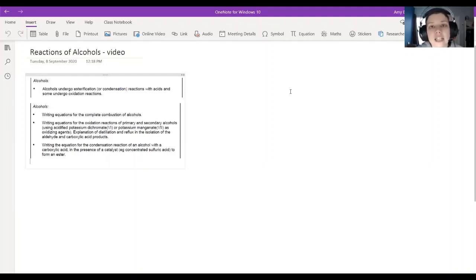Before we get into this, I would suggest you double check and make sure you remember how we name the alcohols, how we name the carboxylic acids, how we name the esters, and double check that you remember the difference between primary, secondary, and tertiary carbons. So I am just going to pause while I turn my computer around and then we can get started.